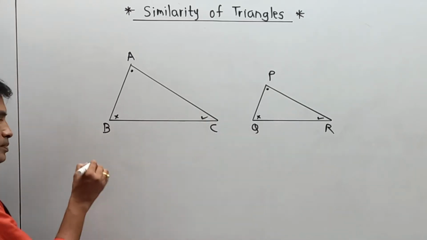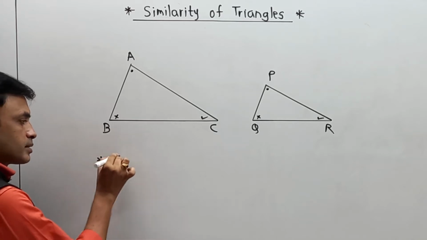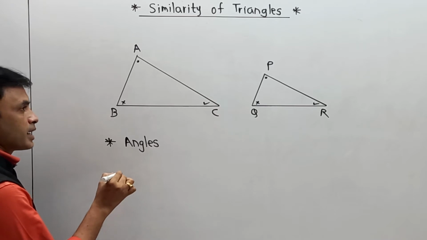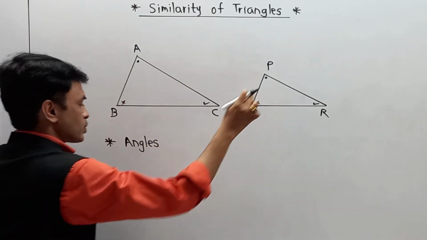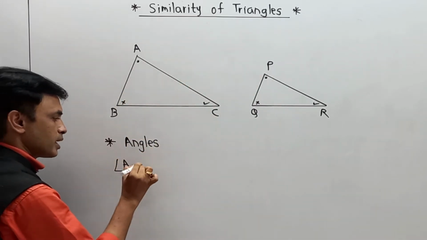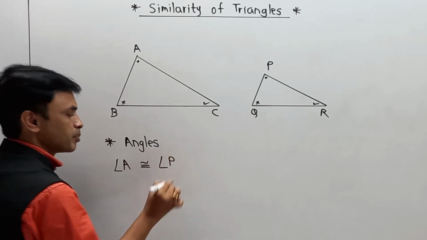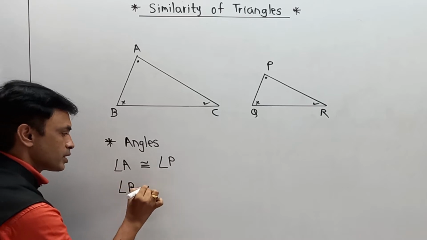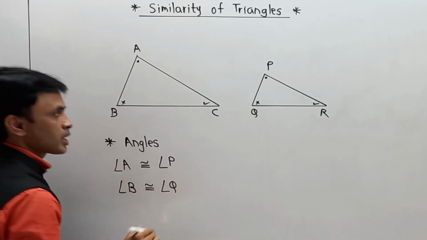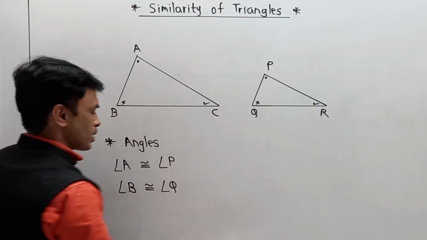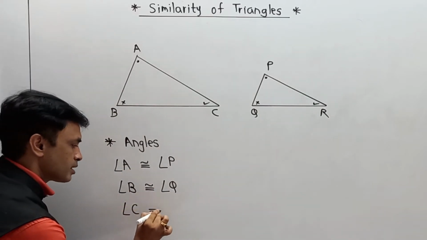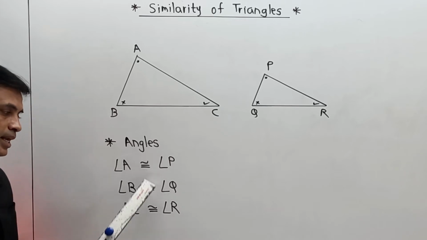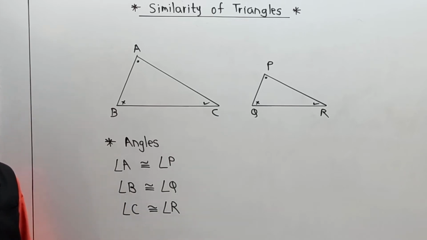So the first part is about angles. Angle A is congruent to angle P. Next, angle B is congruent to angle Q. And third, angle C is congruent to angle R. It means all three angles of the first triangle are exactly congruent with all three angles of the second triangle.